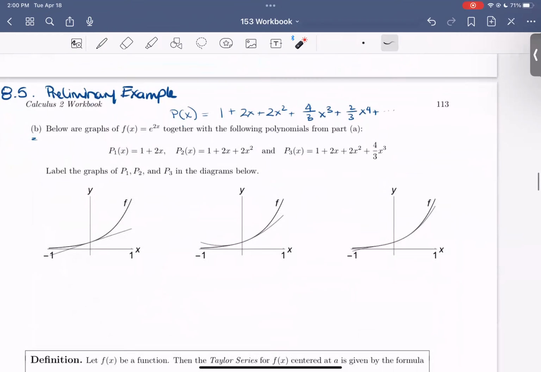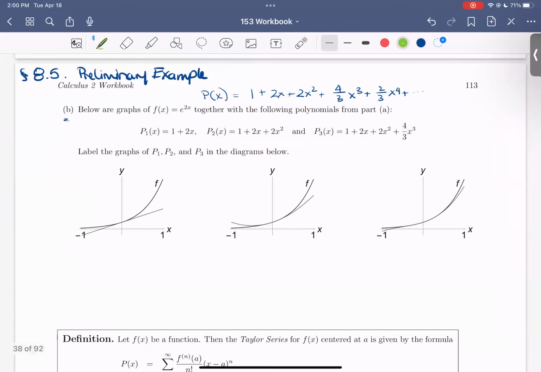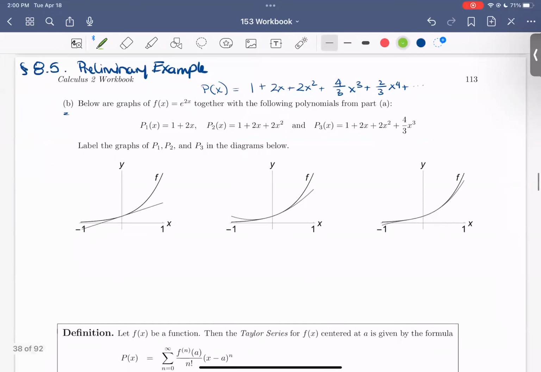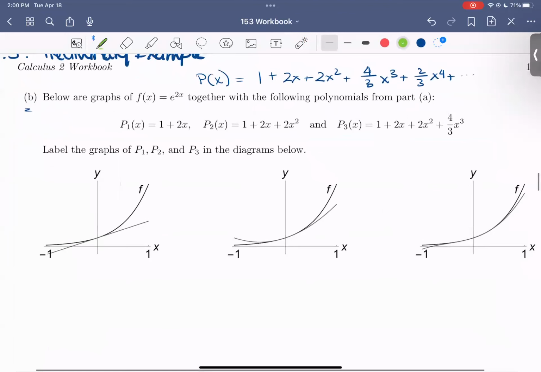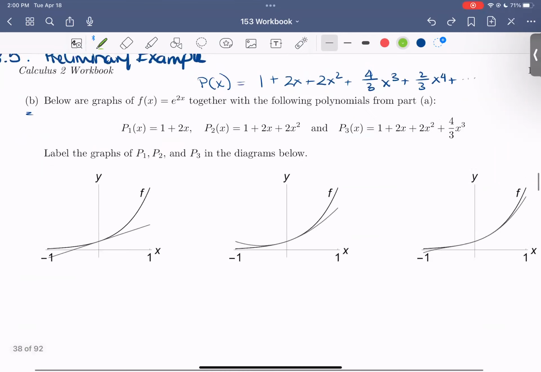All right, so there was our series p of x. Now let's consider these polynomials, p sub i's down here. So we have p sub 1, which is 1 plus 2x. P sub 2 is 1 plus 2x plus 2x squared. P sub 3 is 1 plus 2x plus 2x squared plus 4/3 x cubed. So notice what's happening with each of those p's. For p1, we just have the first two terms. P2, we have the first three terms. P3, we have the first four terms rather.